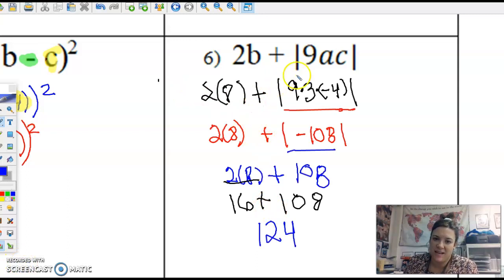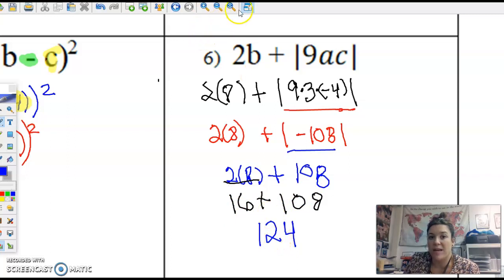How'd you do? So I had to do these grouping symbols first, which is absolute value bars, and inside is 9 times 3 times -4. And that's just a bunch of multiplication, which comes out to -108. But the absolute value of -108 is a positive 108. That's how many places away from 0 it is. Then I can do my multiplication. 2 times 8 is 16, plus 108 equals 124.